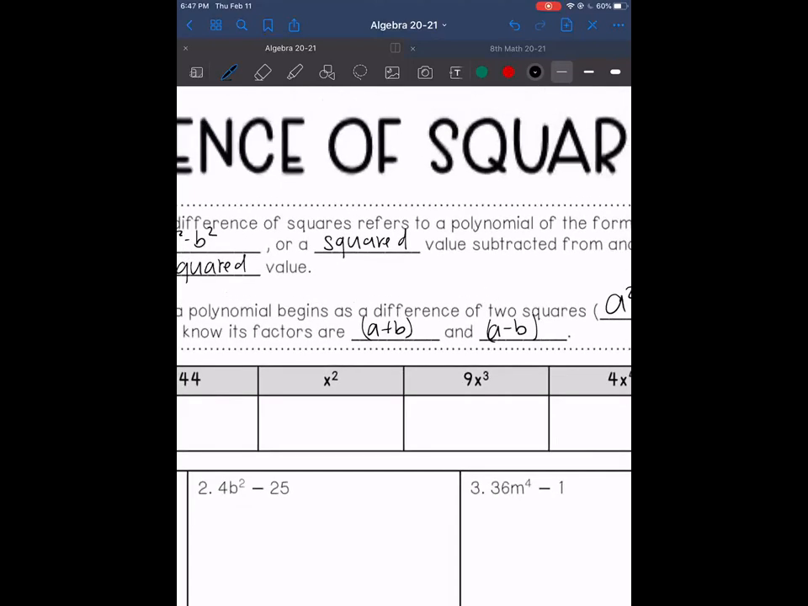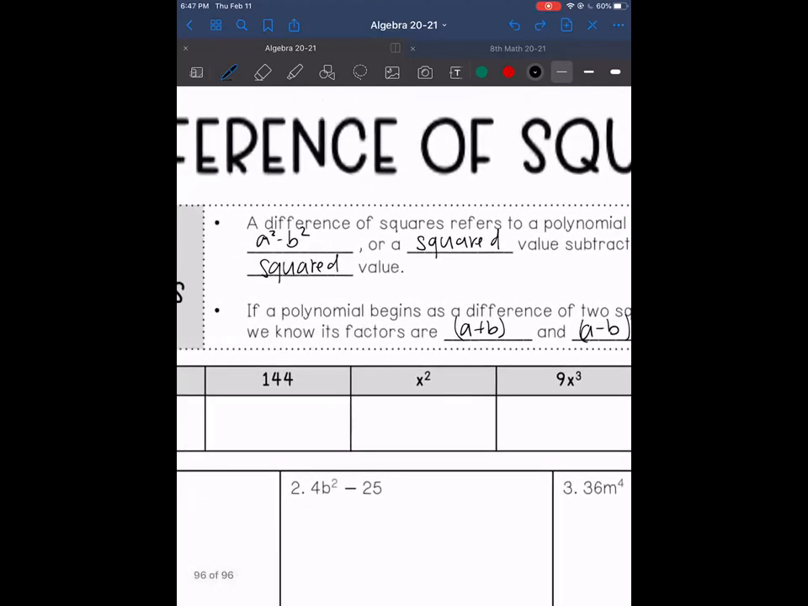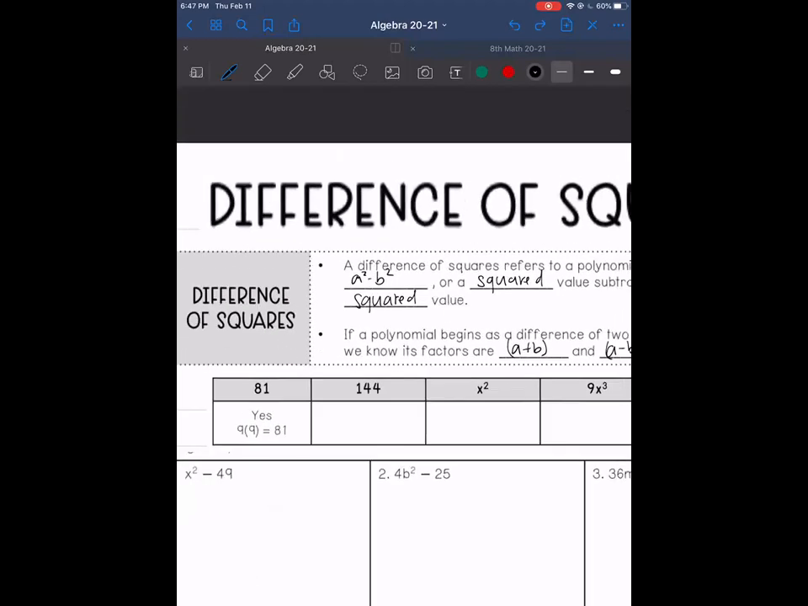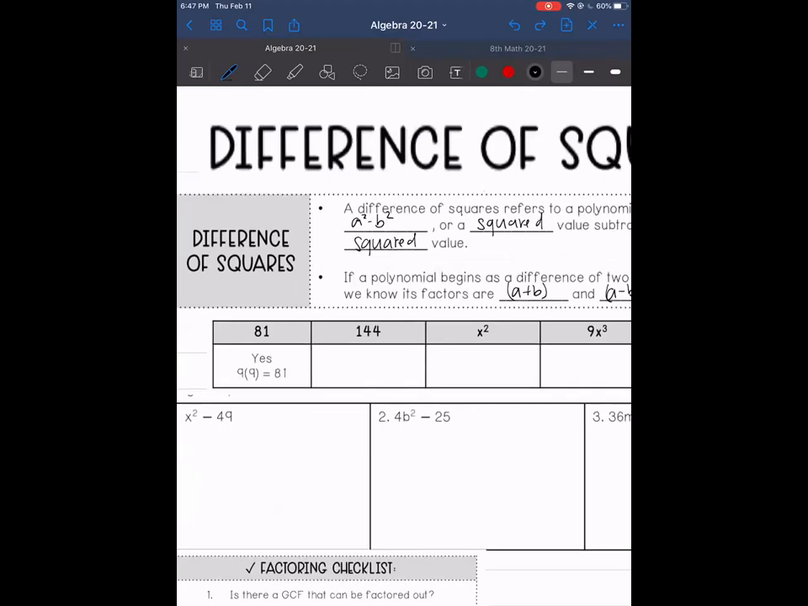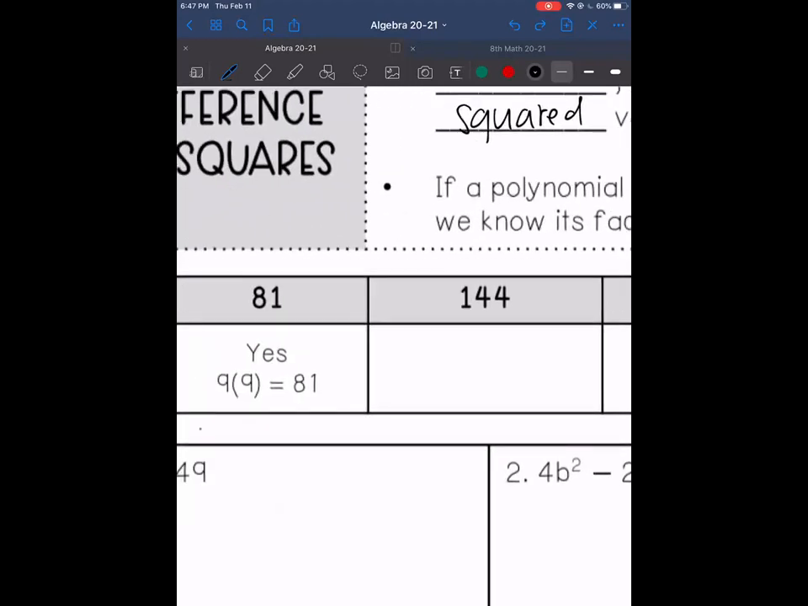So we're going to look at some examples of possible squares. What we're going to do on this next part is write either yes or no to identify whether it is a perfect square. And if it is, we're going to write what number we squared to get it. So for 81, yes, it is a perfect square because 9 times 9 is 81.